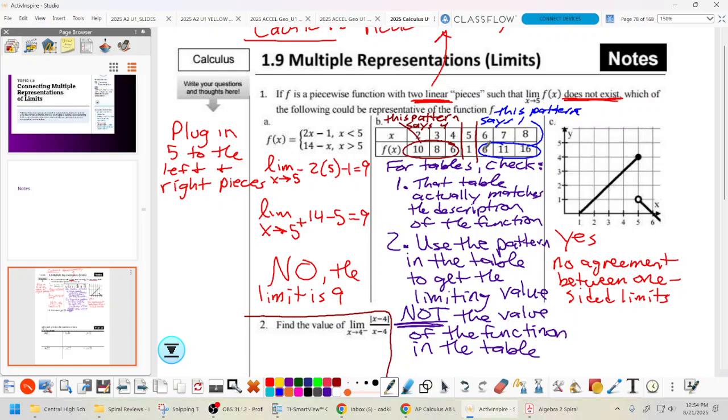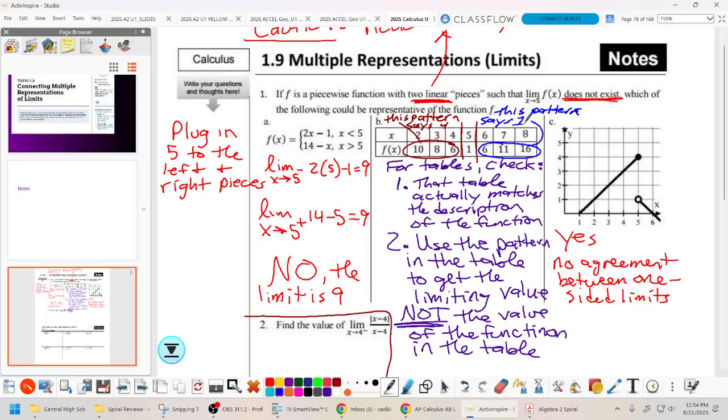Can you picture a graph if we think graphically? Coming from the left, we're hitting at 4. Coming from the right, we're hitting at 1. So that's a good jump discontinuity. That could be our function, right? The limit does not exist because it's coming from 2 different directions.